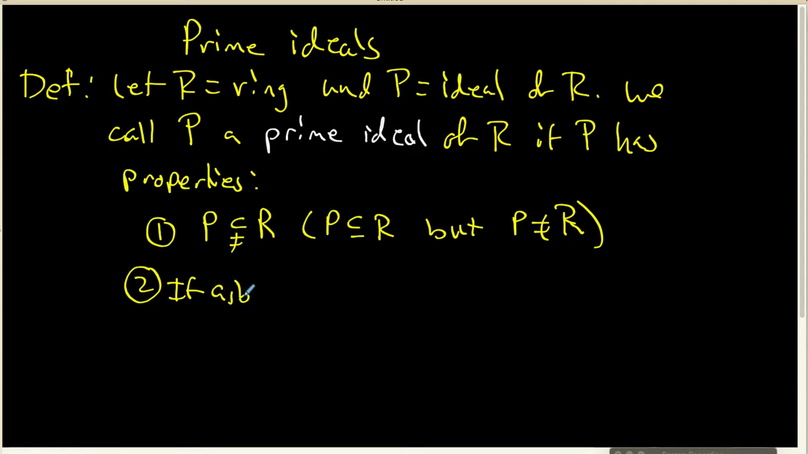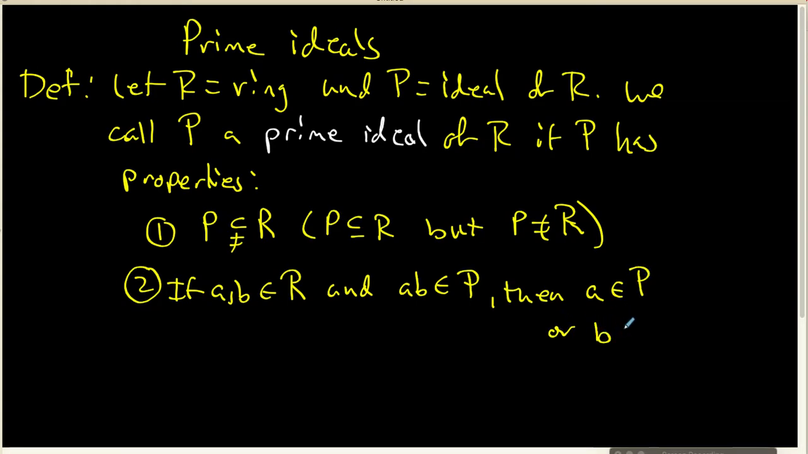If a and b are any elements of the ring R, and their product, ab, belongs to the ideal P, then we're going to be able to conclude that either a belongs to P or that b belongs to P. And like I said, it's this particular property that's going to give rise to why we want to call them a prime ideal. So I want to look at some examples.